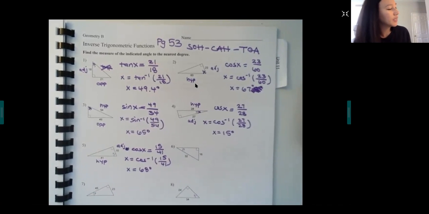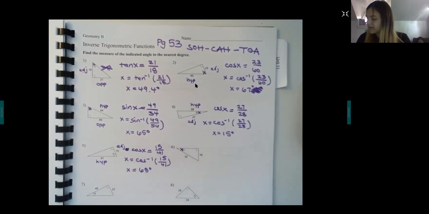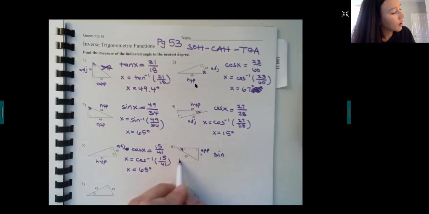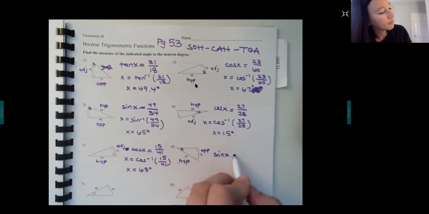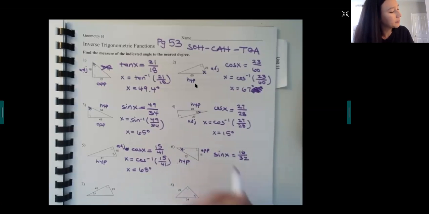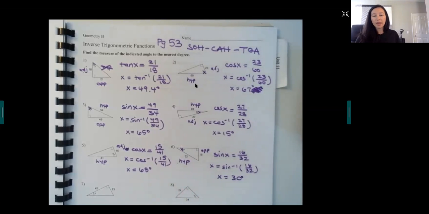And then what about number 6? I got sin. Okay, the sine, because you had the opposite side and the hypotenuse. Good. And then I got 16 over 32. Yep. And then when I did that, I got 30 degrees. Very good. Thank you, Jade. Anyone have any questions on 5 or 6?